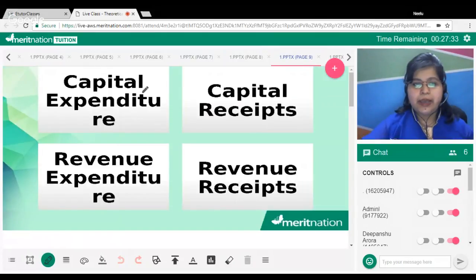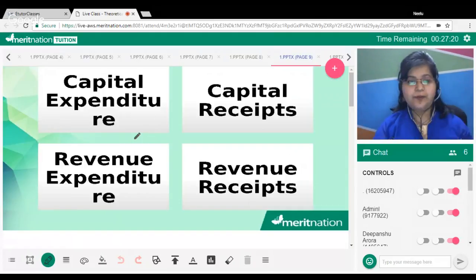Now, capital expenditure, capital receipts, revenue expenditure, revenue receipts. This is a complete unit of your accounting chapter, theoretical framework. I'm going to explain it in a very short, small example. Anything which is going to give us benefit for a long period of time is capital. Or anything that has a relevance for us for a long period of time, which is not going to end in the current year itself, is capital.